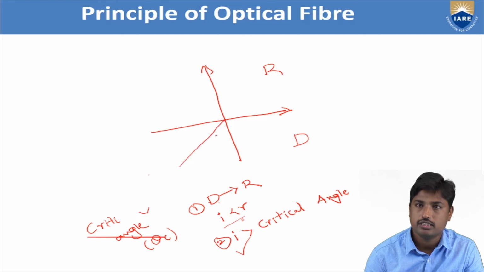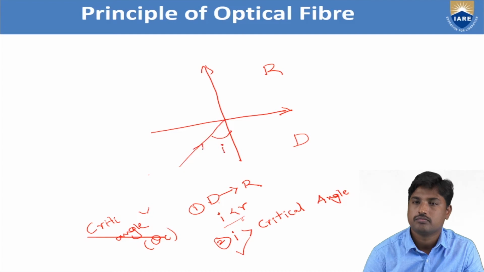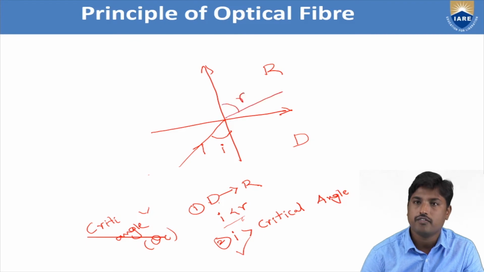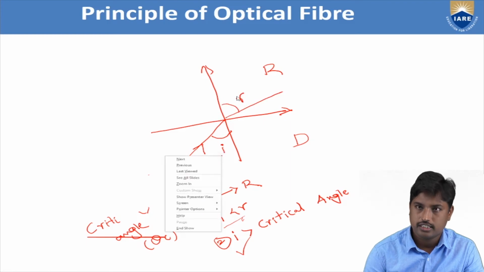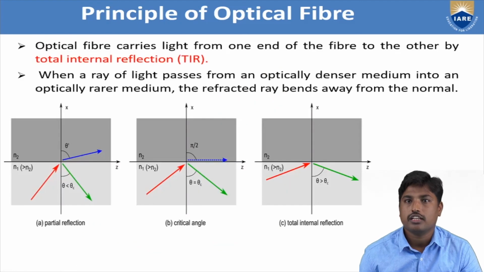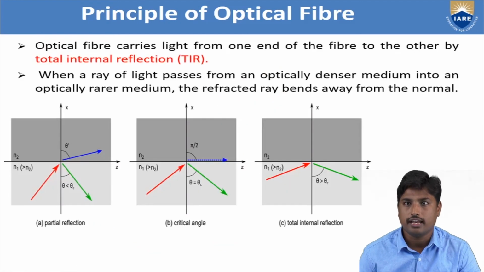Incident ray. This is called the angle of incidence. Here is the angle of refraction. When you observe, the angle of incidence is less than the angle of refraction in the first diagram, as you can observe very clearly.